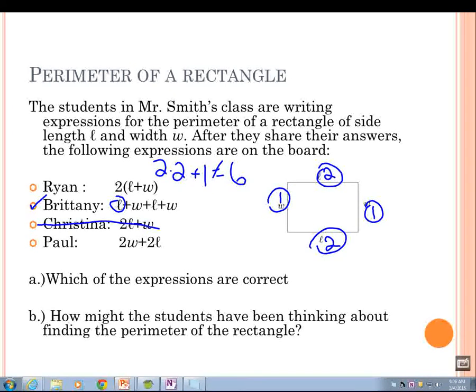So you want to check Ryan's work? No, I was just saying, shouldn't the perimeter equal 12? Or should it still equal 6? No, it still equals 6, because this side length is 2, this side length is 1, so that's 3, 4, 5, 6.